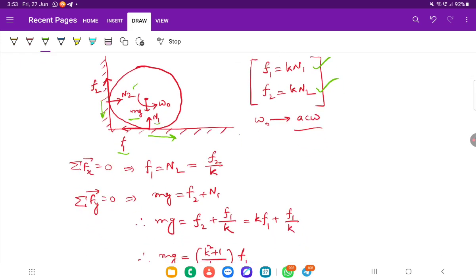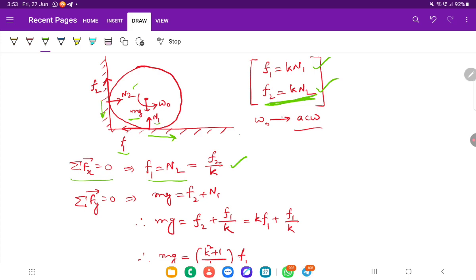Now I have used the equations of translational equilibrium, where in horizontal direction I have set the net force to 0, which will result in F1 equals N2, because these are the only two forces in horizontal direction which will counterbalance each other. And obviously N2 I can write as F2 upon k, right, from this equation, where F2 equals k times N2.